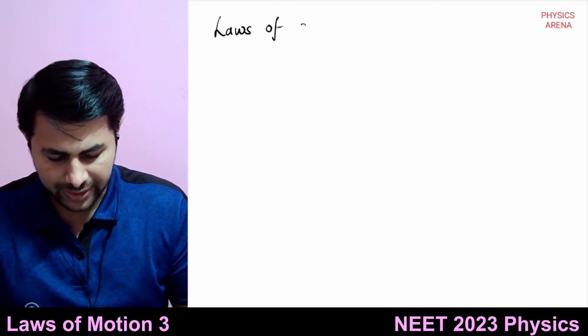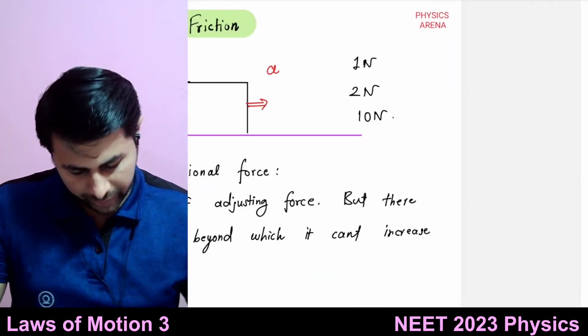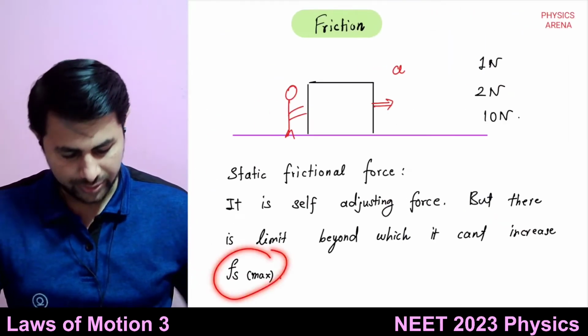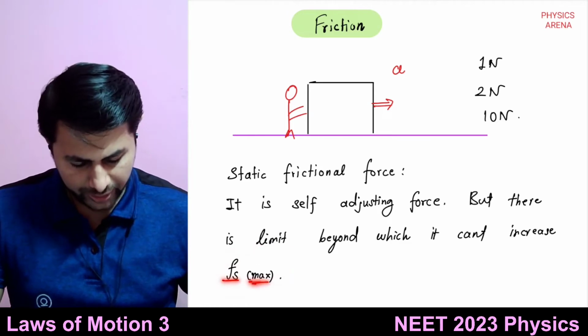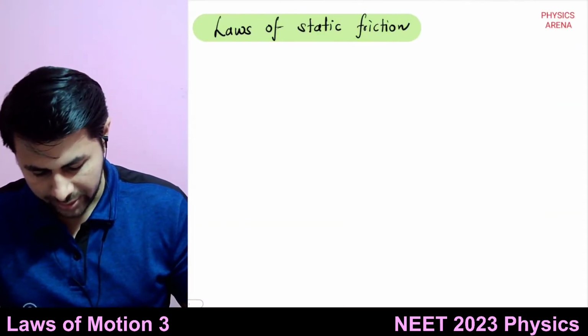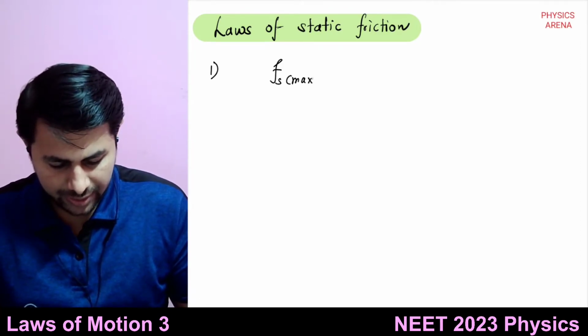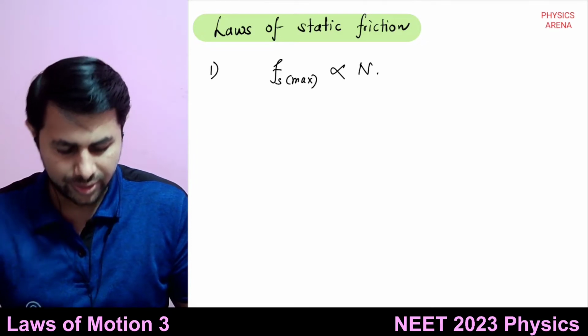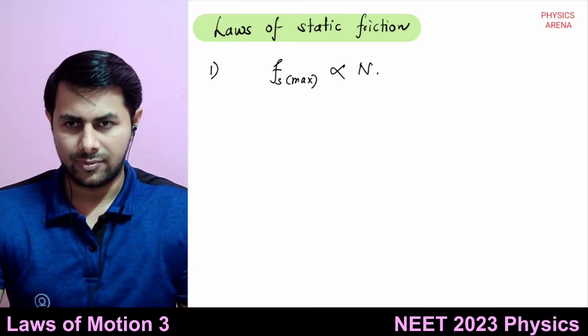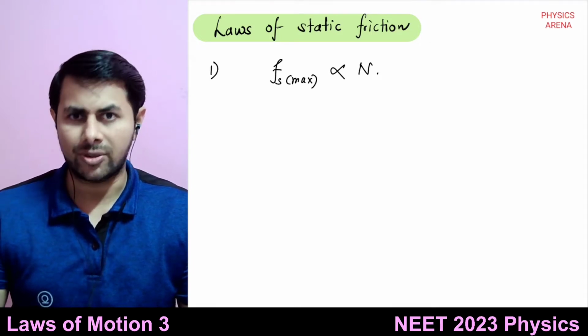laws of static friction. Now this limiting value of the static friction, which we are calling Fs max, is directly proportional to the normal reaction. It is directly proportional to what? Normal reaction.